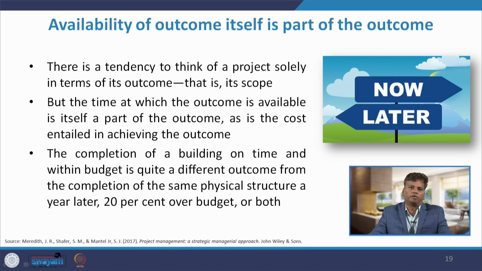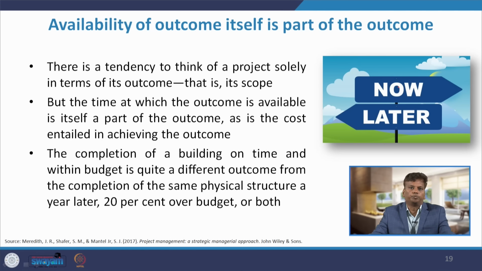So, whether you are providing now or later, providing the outcome at the right time is itself an important outcome. So, the completion of a building on time and within budget is quite a different outcome from the completion of the same physical structure a year later and 20% over budget, or both. In the first case you are providing the outcome at the right time and at the right budget. The later part of the sentence discusses the same project completed over a longer duration of time, but 20% over the budget.